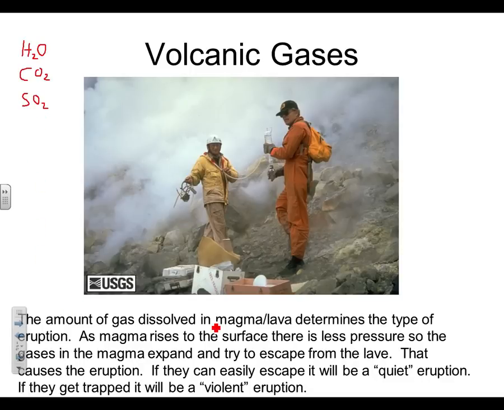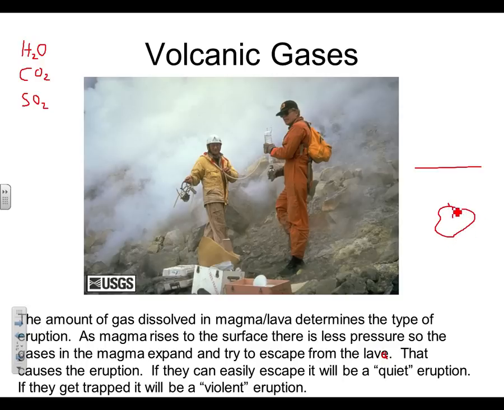The amount of gas dissolved in the magma or lava is going to determine the type of eruption. As the magma rises to the surface, there's less pressure, so the gases in the magma expand and try to escape from the lava. That causes the eruption. If they can easily escape, it's going to be a quiet eruption. If they get trapped, it'll be a violent eruption. So it's a lot to write down in that blank, but if you think about it, it should make sense. Let's say we have the ground here, we have our magma chamber down here.